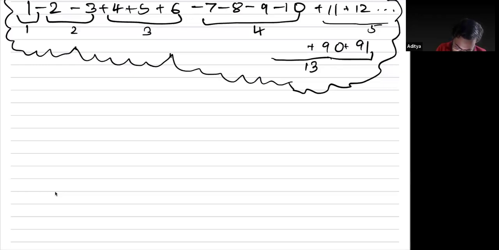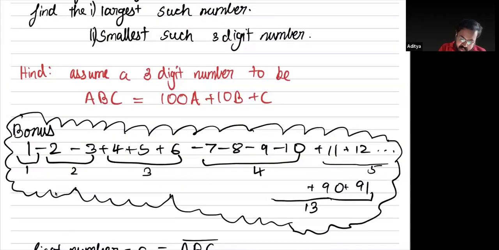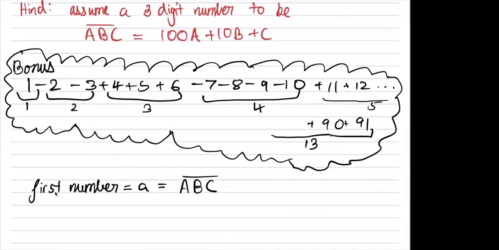Assume the number is ABC. Okay, first number equal to A. And let's call this capital A, capital B, capital C. Whenever I put a line on top of it, like this.